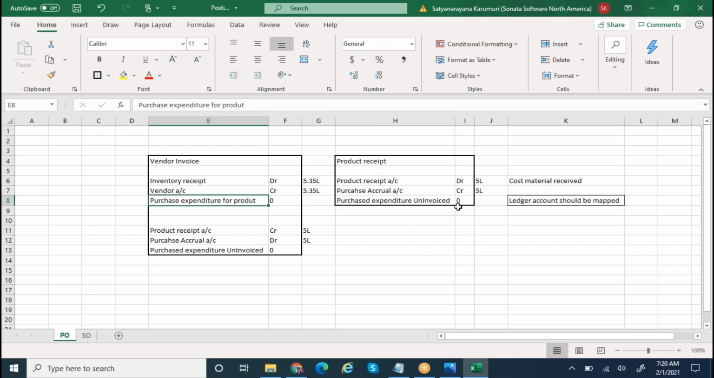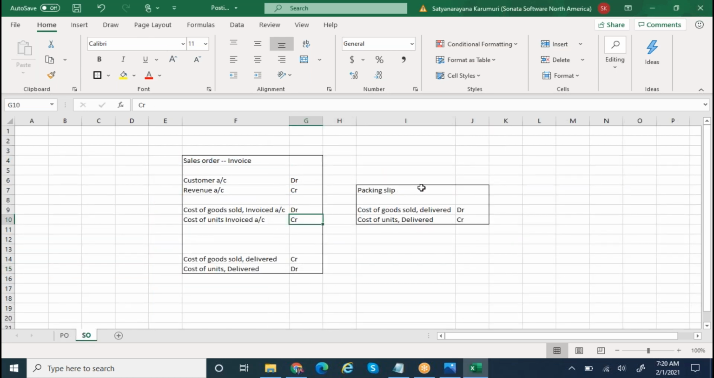So please write down the pending points on the last page of your notebook. Purchase expenditure uninvoiced account, I need to explain. Purchase expenditure for product, I need to explain. There is a pending point. Fine. Now, a little bit more insight. In the same manner you are going to post here also. These accounts we understood last time.